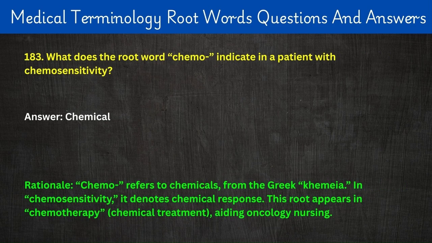183. What does the root word chemo- indicate in a patient with chemosensitivity? Answer. Chemical rationale. Chemo- refers to chemicals, from the Greek chemia. In chemosensitivity, it denotes chemical response. This root appears in chemotherapy, chemical treatment, aiding oncology nursing.